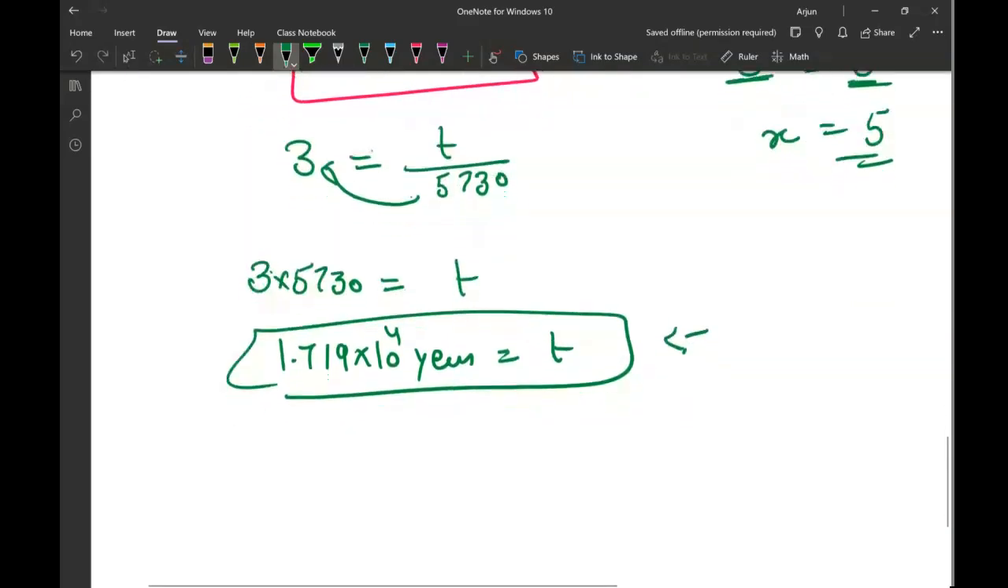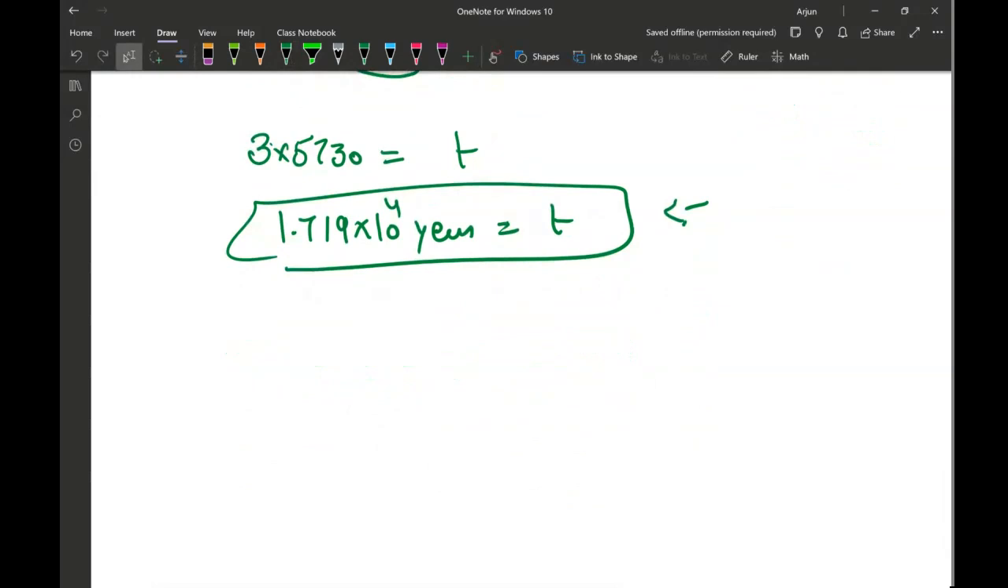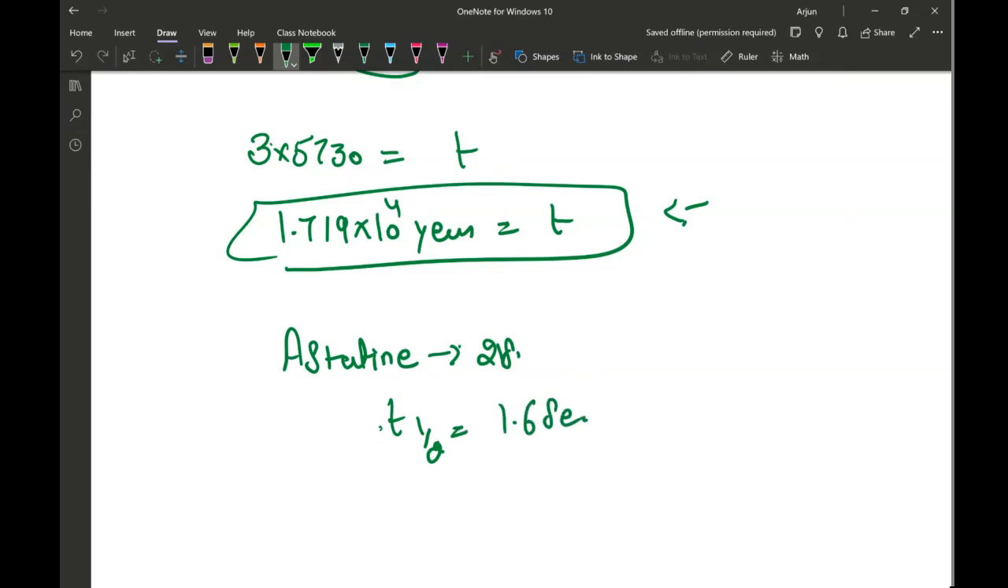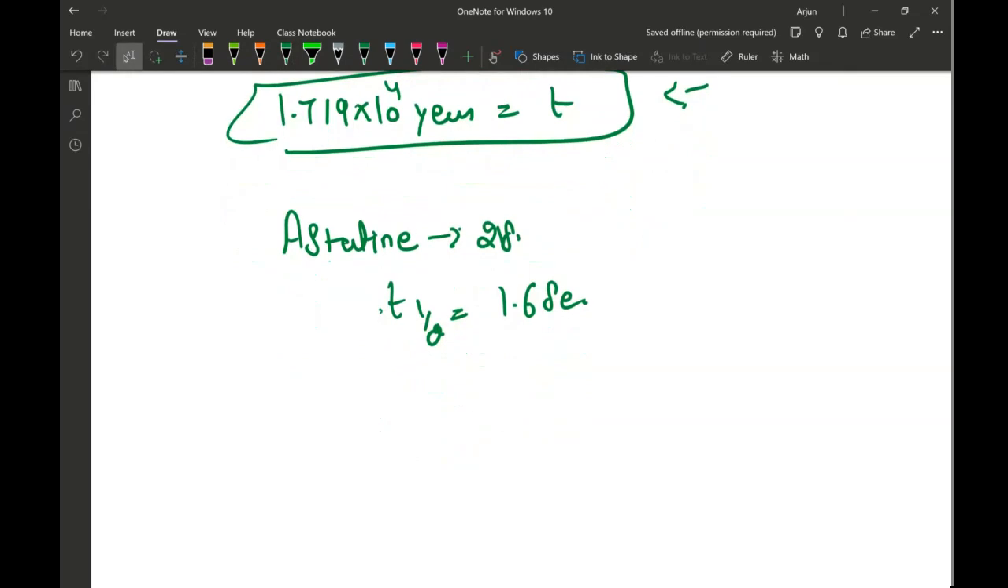All right, let's look into the practice problem on the same page. So we are given astatine. Sorry for my pronunciation. Astatine-218 has a half-life of 1.6 seconds. How long will it take for 99% of the sample to decay?